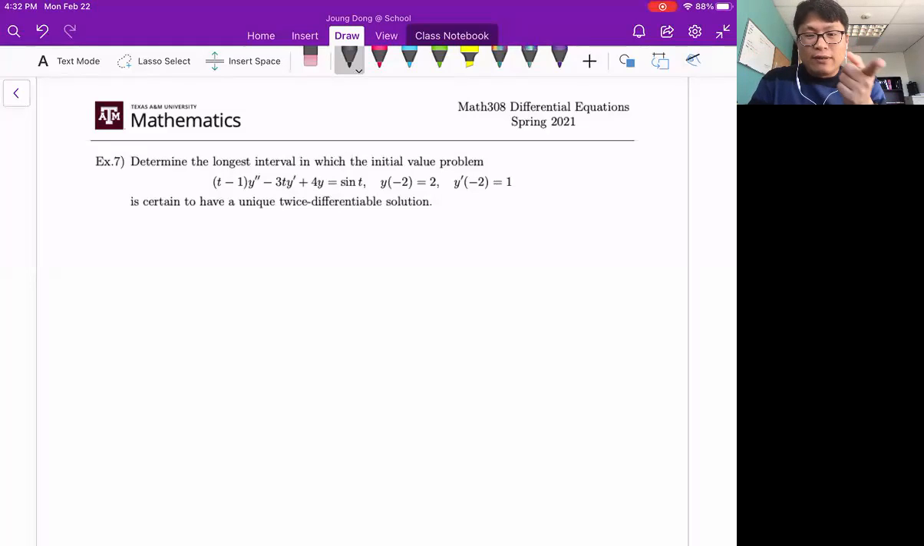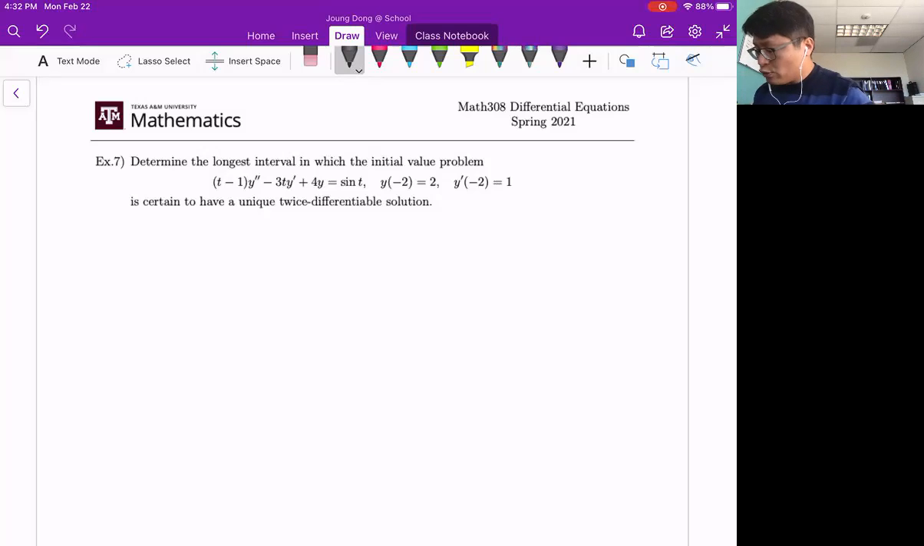And when you look at the coefficient functions, those are all functions of t, right? Which means it is linear. And we talked about the existence and uniqueness of second order linear differential equations in theorem number 3. To apply theorem 3, we should try to make it the standard form, which means we're going to divide by t minus 1, which is the leading coefficient function. So let's start from there.